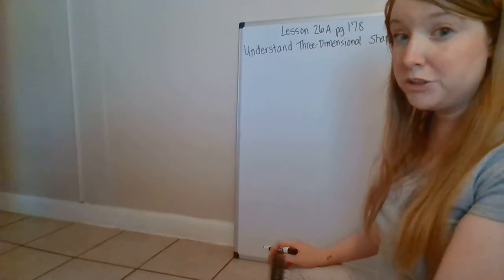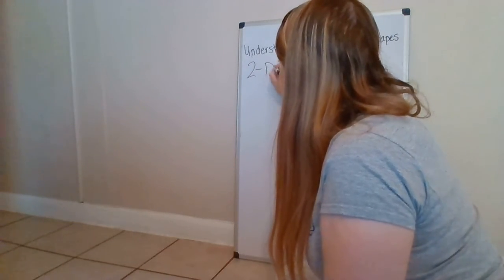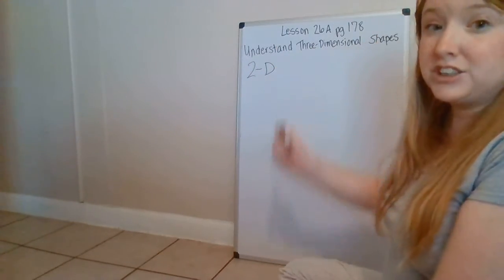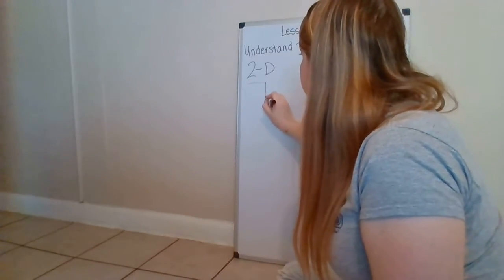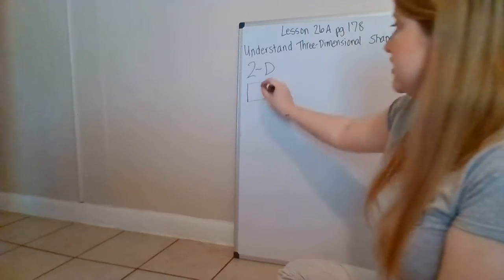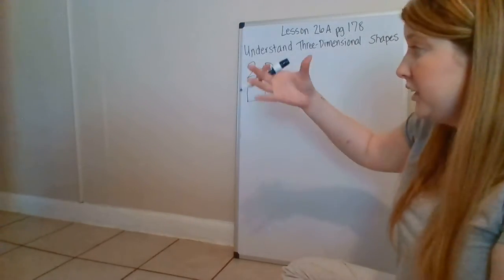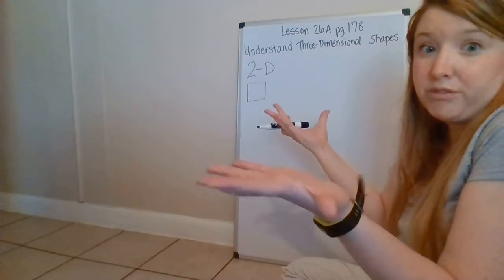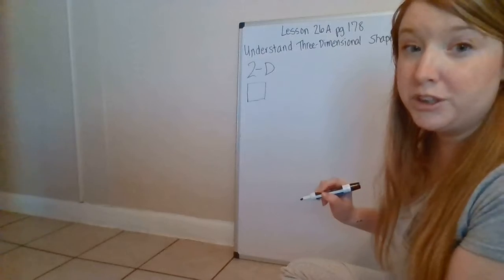Last week you learned about two-dimensional shapes. A two-dimensional or 2D shape is a flat shape. It's flat like a piece of paper. Like that square is just a two-dimensional shape. If I were to pick it up, it would just be flat like paper. Okay, you already know what three-dimensional means.